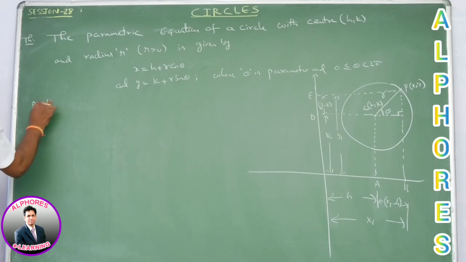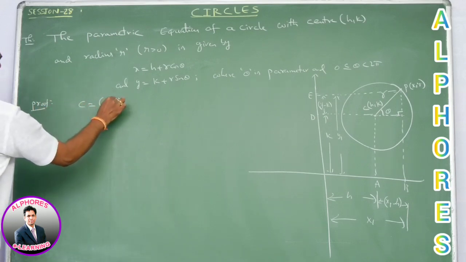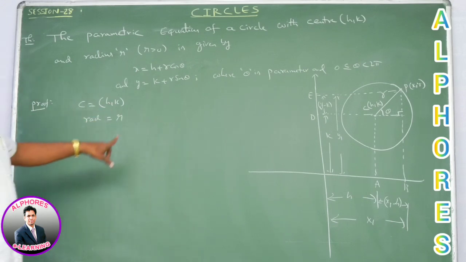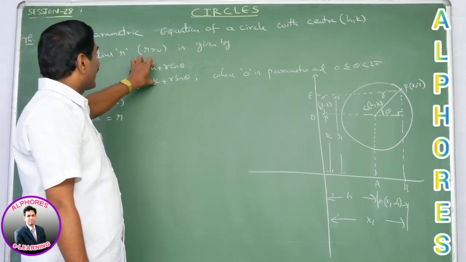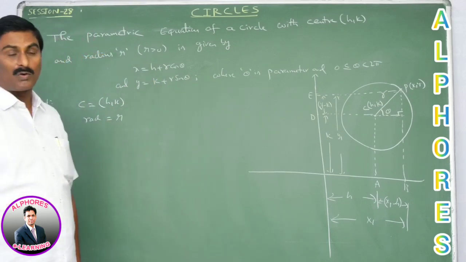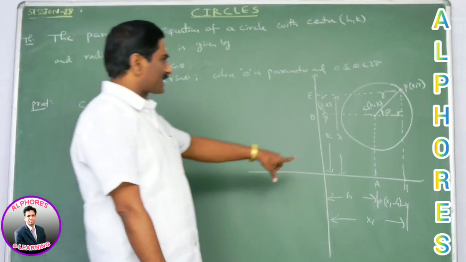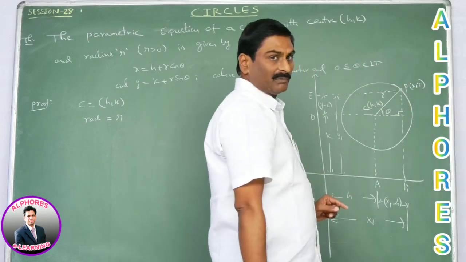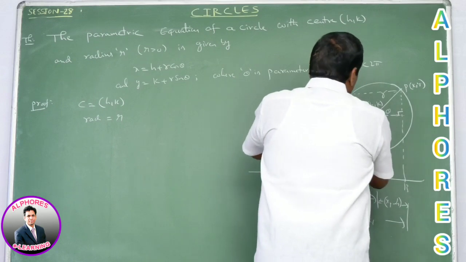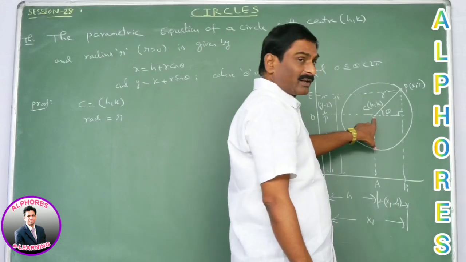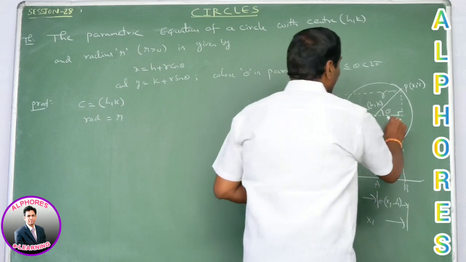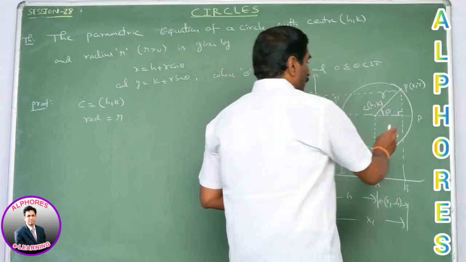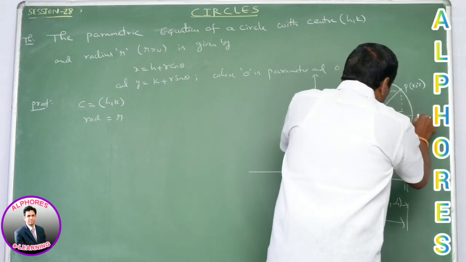Proof. The center of the circle is (h, k) and the radius of the circle is r. Here theta is the parameter; (h, k) is a fixed value, the radius is a fixed value, and theta is the parameter. What is theta? Suppose this is the circle. P is any movable point on the circle. Suppose we draw a horizontal line through the center of the circle, that means it is parallel to the x-axis. It meets the circle at some point Q.